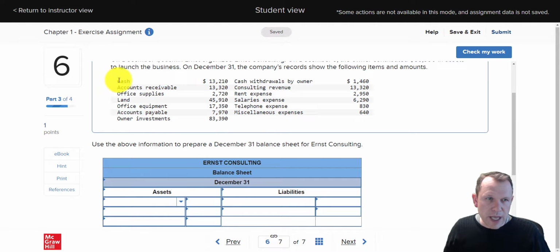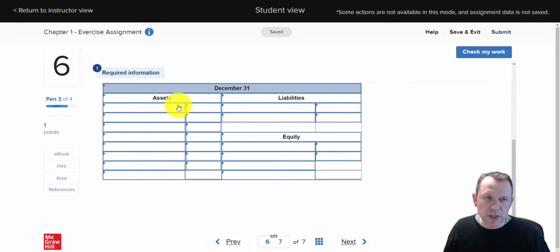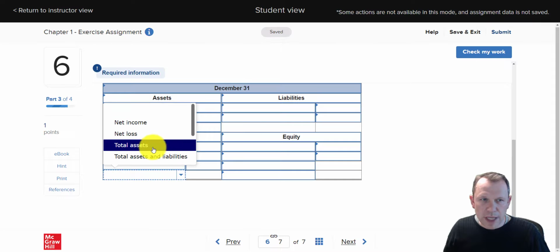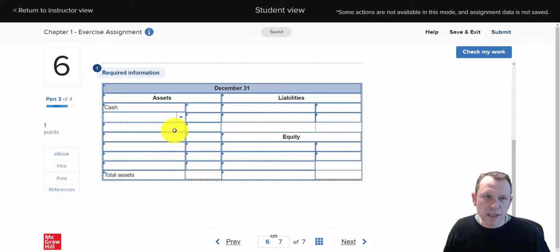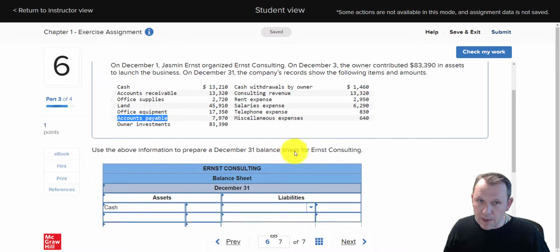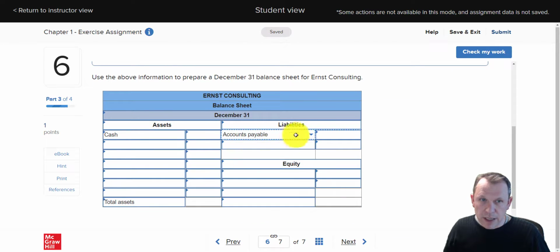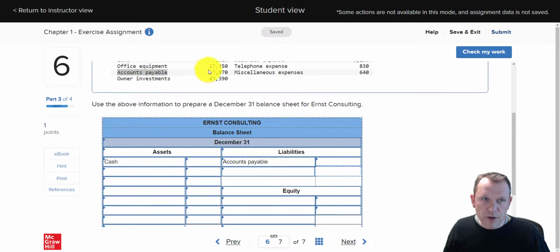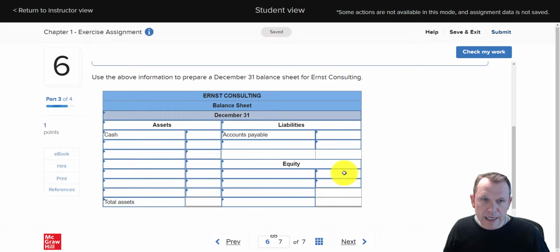Again, how many assets do we have? We have cash, we have accounts receivable, we have office supplies, we have land, and we have office equipment. So there's 5 that need to be included in here. So these assets, right? We're going to start here and go down and list all of our assets. At the bottom, we're going to have total assets. Okay, so list all 5 of them there. Liabilities, in this one, we only have 1, right? Accounts payable, that's all we're going to have, right? And then we're going to put the number down there from accounts payable, and we'll add it up.